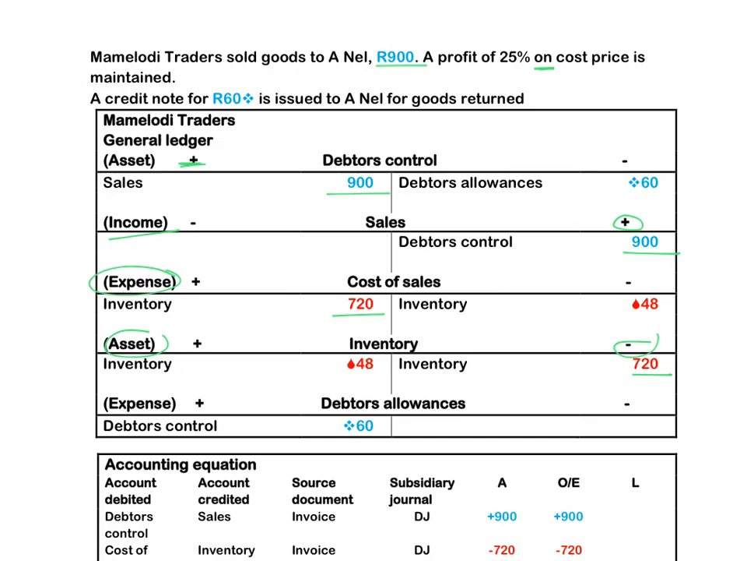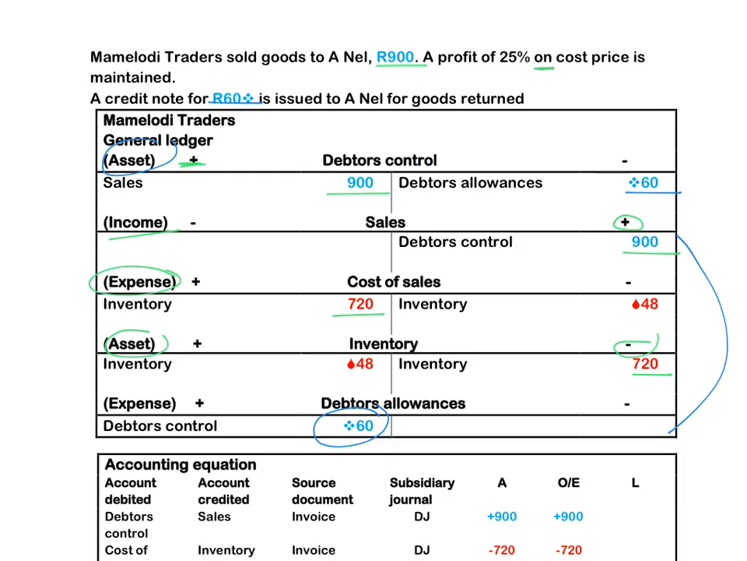A credit note was issued for 60 Rand for goods returned. So we will reduce the debtor asset on the credit side with 60, and we will debit debtors' allowances to decrease the original sales with 60 Rand so that the profit will decrease.